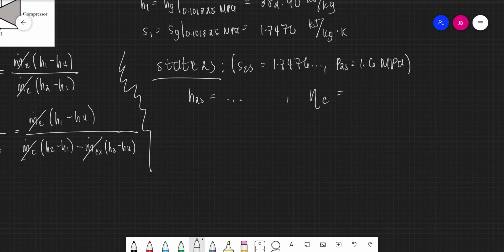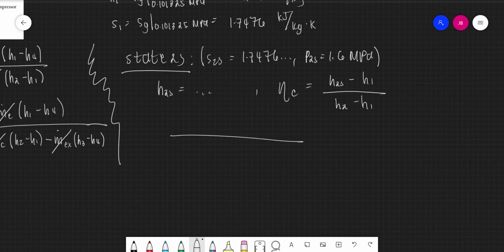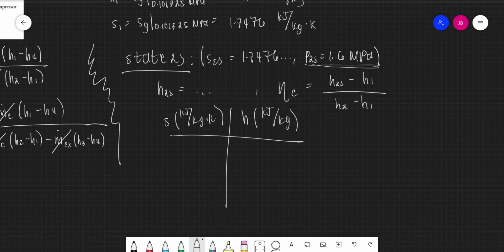So we know that the compressor efficiency is just going to be equal to the ideal work H2S minus H1 over the actual work which is H2 minus H1. In order to get H2S, let us create an interpolation table wherein the constant is at pressure 1.6 megapascal. So we have our entropies here which are in kilojoules per kilogram Kelvin. And we also have our enthalpies here which are in kilojoules per kilogram. So using 1.6 megapascals and this particular enthalpy, kaya nating i-solve ang corresponding enthalpy at state 2S.